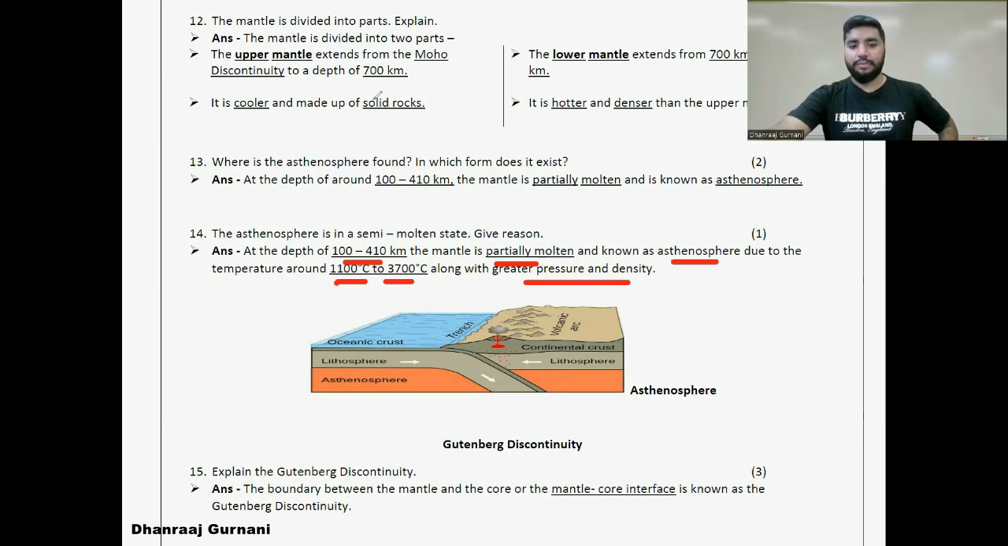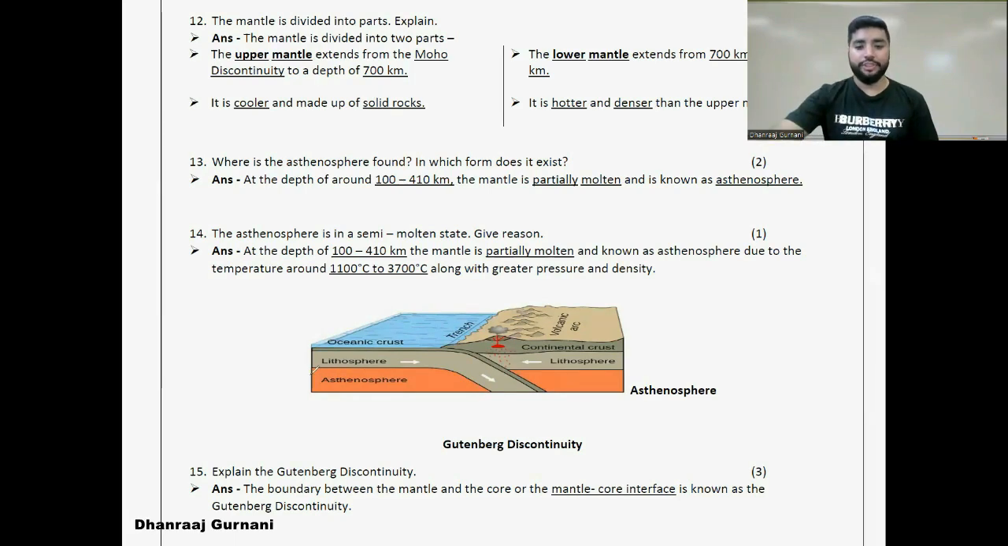A very simple one marker. Asthenosphere is semi-molten. If to say the extent, it is 100 to 410. If to mention it's a part of the mantle, it's partially molten. It is due to the temperature, which is 1,100 to 3,700 degrees Celsius, along with great pressure and density.